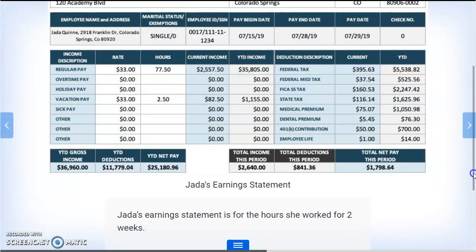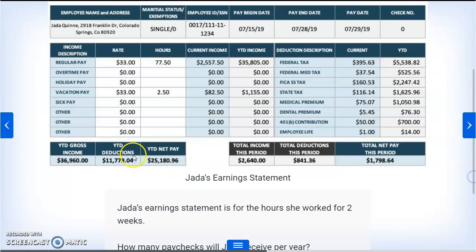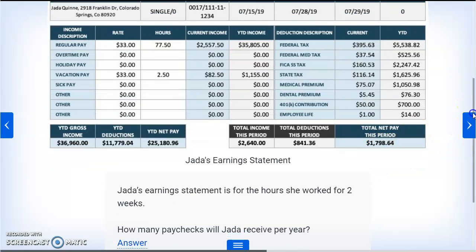So here's an example. YTD means year to date. So here's the year to date gross income. Here's the deductions. Here's the net pay after the deductions. Okay, that's for the whole year. But if you look here at the check stub, for this period, it was 2,640. The deductions, we've already said it was 841. So the total net pay is 1,798.